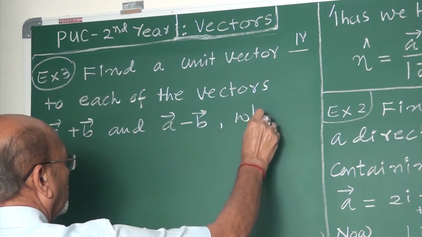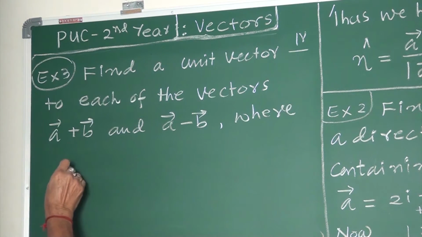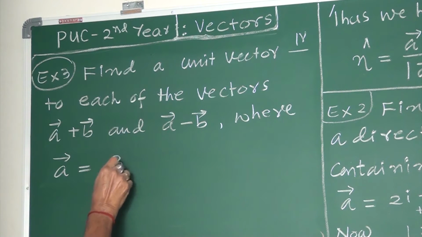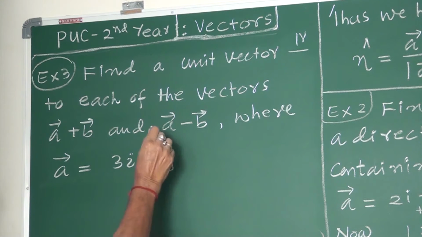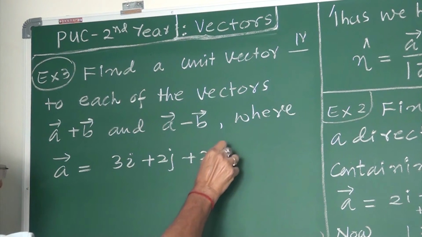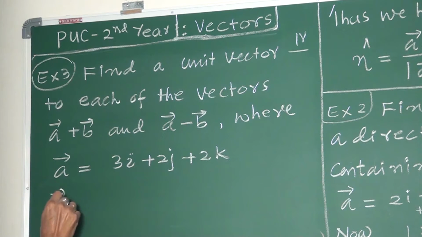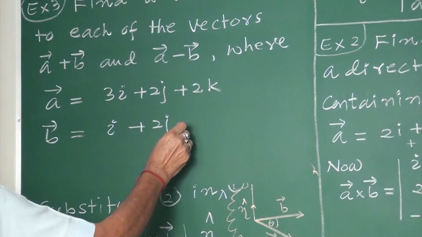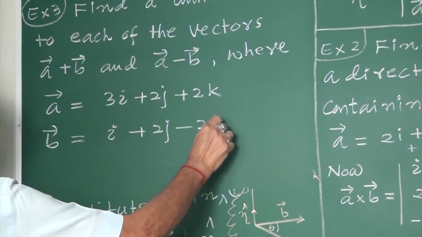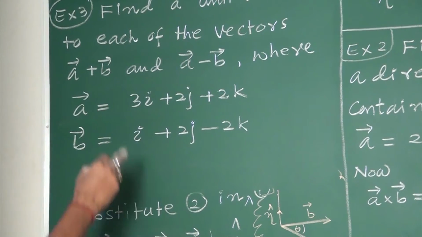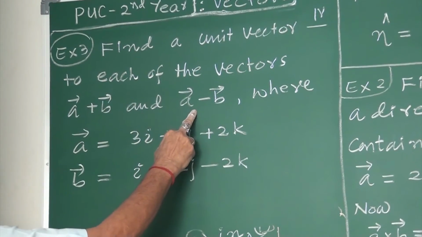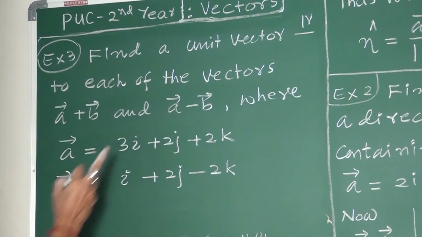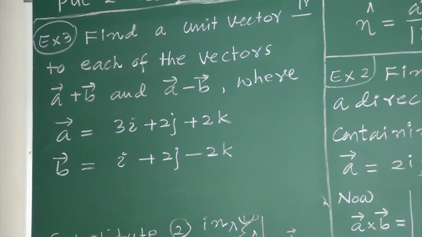where vector a equals 3i plus 2j plus 2k, and vector b equals i plus 2j minus 2k. Yes, correct. Slide. Instead of a and b, it is given a plus b and a minus b. A and b are given. We know the method of finding a plus b and a minus b. Find a plus b and a minus b, then as usual, the formula.